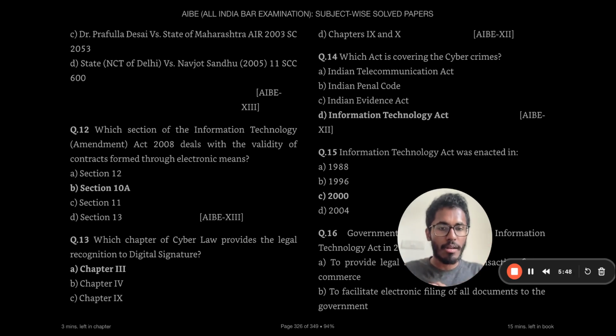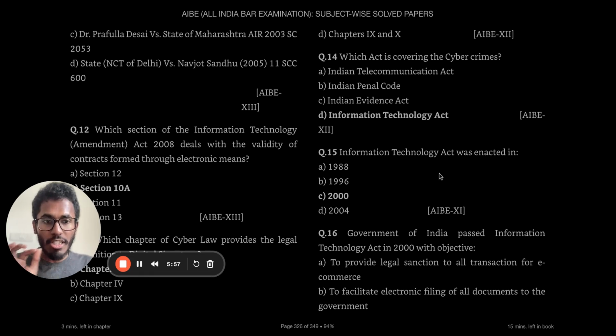Nothing much confusing. Which act covers cyber crimes? It is the Information Technology Act. Keep that in mind. The Information Technology Act was enacted in which year? It was in 2000. Look at your bare act, the book itself begins with 2000. So just keep that in mind.